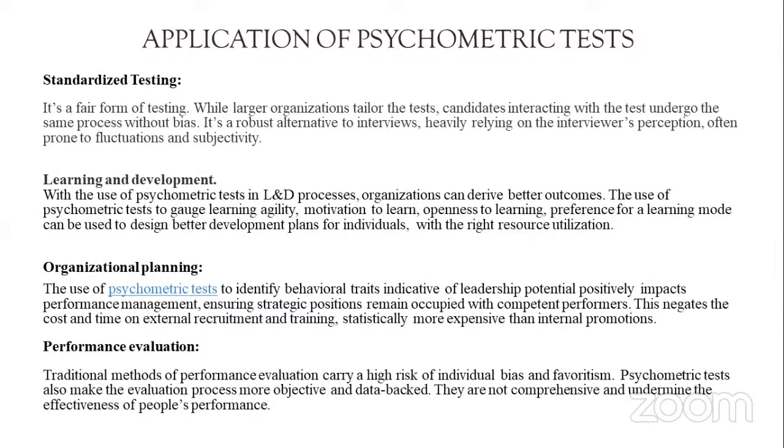As candidates interact with the test, they undergo the same process without bias if the test is standardized. So it is a robust alternative to interviews, which rely heavily on the interviewer's judgment and perception. The next one is learning and development. Psychometric tests are used to gauge learning agility, motivation to learn, openness to learn, and preference for a learning mode. All of this can be assessed using psychometric tests and used to design better development plans for individuals. The next is organizational planning.